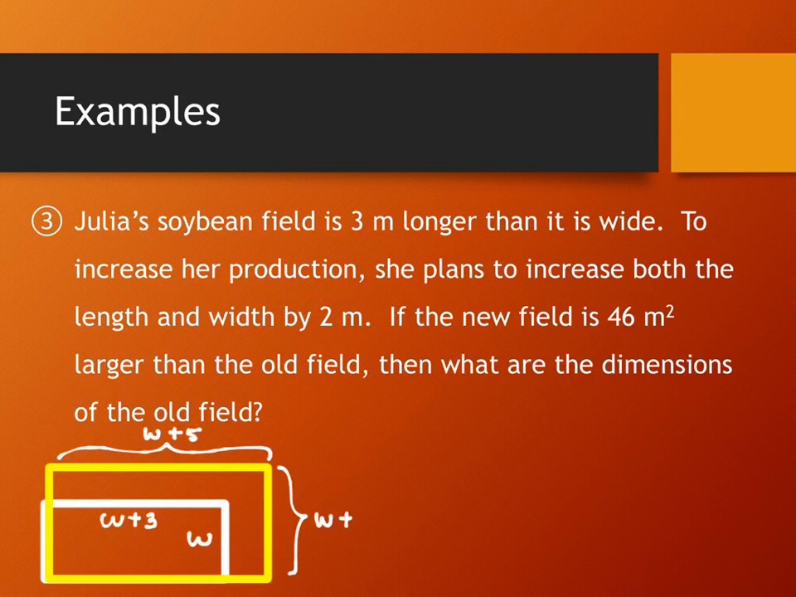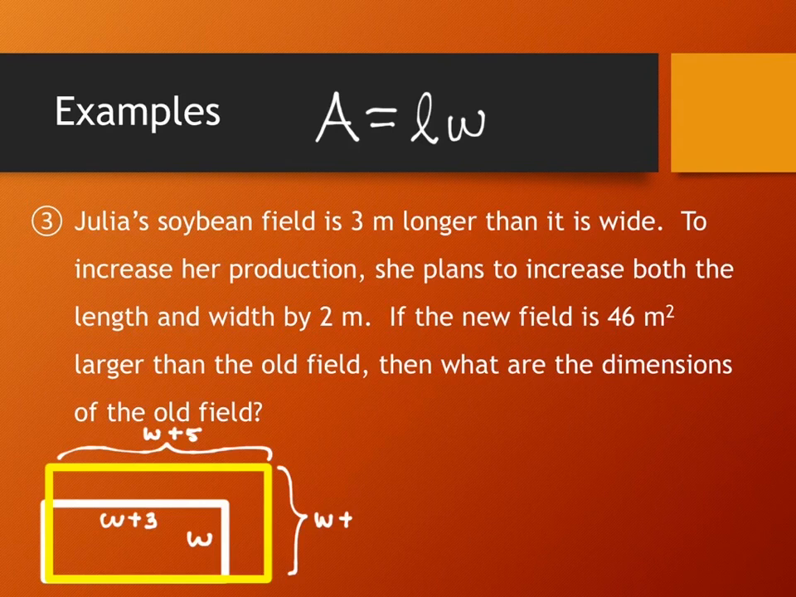Now it says in the third sentence, if the new field is 46 square meters larger than the old field, then what are the dimensions of the old field? Okay, so what kind of quantity are we talking about once it said meters squared? Area. And so we have a formula on a previous page that I gave you that said that the area of a rectangle is what? Length times width. So there are 2 areas in my picture, agreed? So the area of the small white rectangle, and then the area of the larger yellow rectangle.